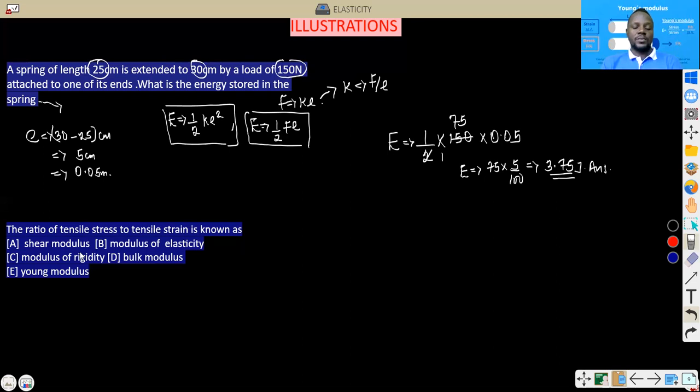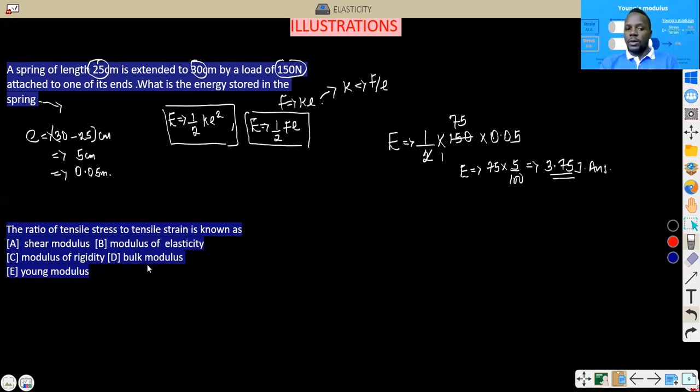The next one: the ratio of tensile stress to tensile strain is what? Longitudinal stress, please note that. Tensile stress to tensile strain is called what? Young modulus. Remember, Young modulus. Shear modulus is shear stress over shear strain. Modulus of elasticity is the general constant that comes, which is divided into 3 types. I hope you are following.